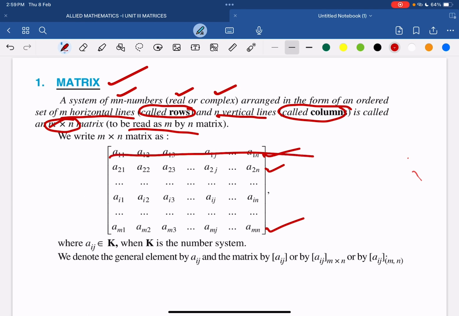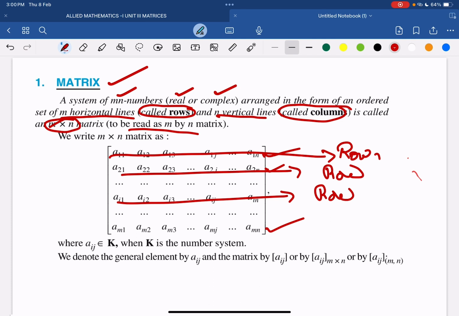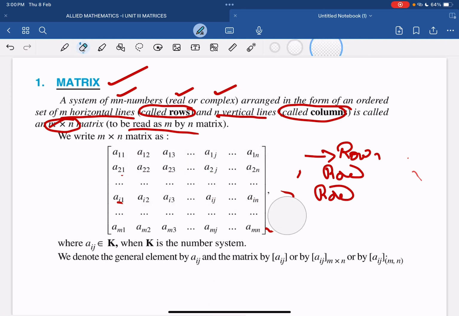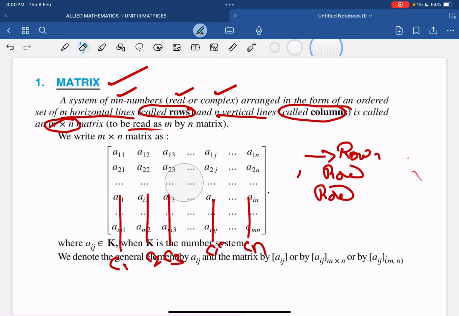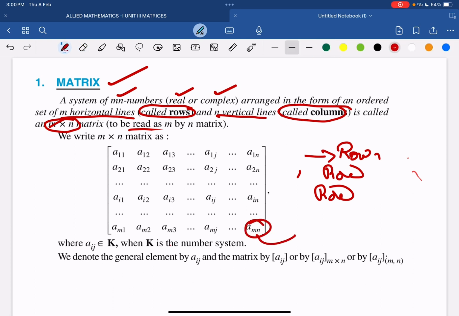Now this is the first row of the matrix, row R1. This is the second row. Horizontal lines are called rows. The vertical lines are called columns. These are the vertical lines, C1, C2, C3. These are the columns, C1, C2, C3, Cj, Cn. In this matrix, m represents rows and n represents columns. It has m rows and n columns.